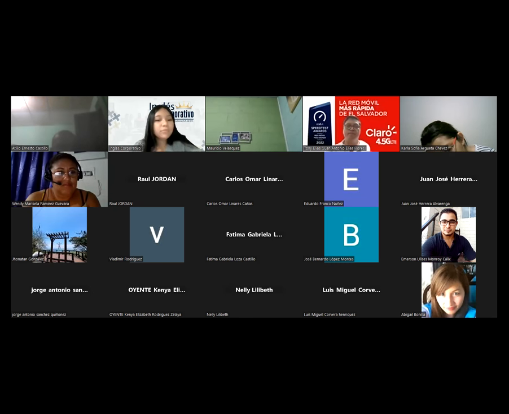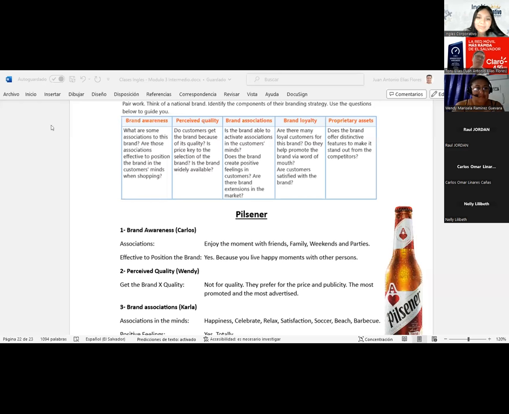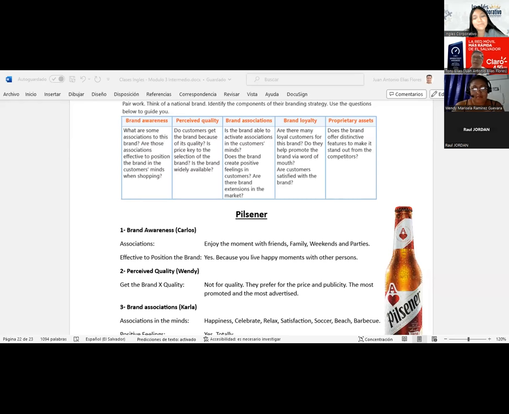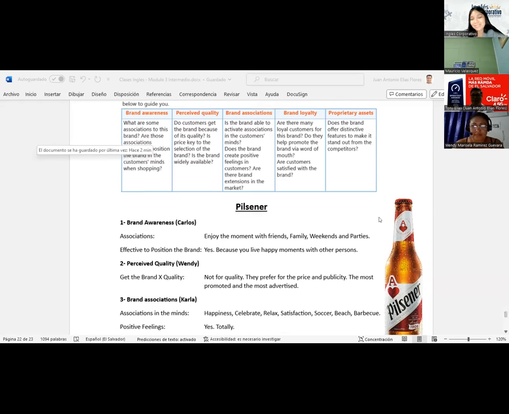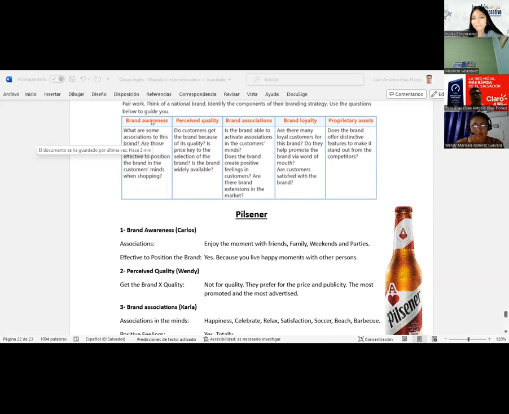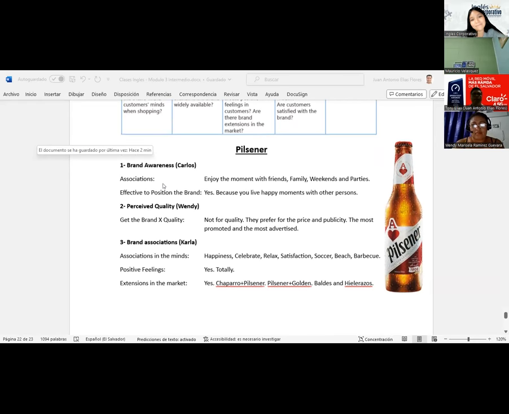We talked about one product that nobody in the group likes or drinks, which is beer. But it's the most famous beer in El Salvador, Pilsner. We talk about brand awareness, perceived quality, brand association, brand loyalty, and proprietary asset, and we described the idea with a few words.